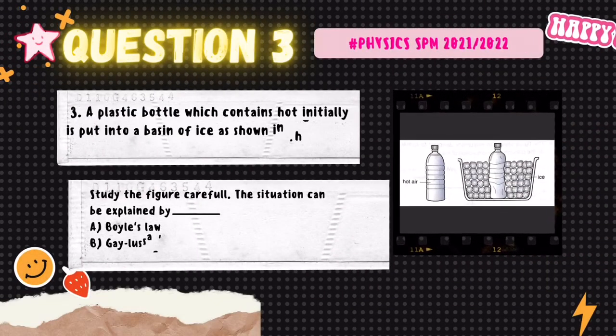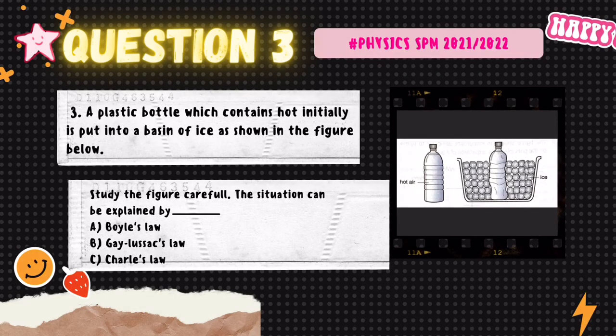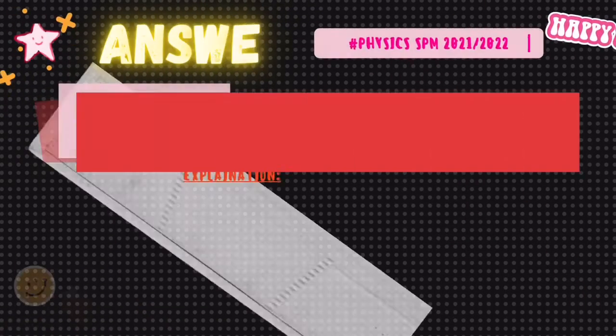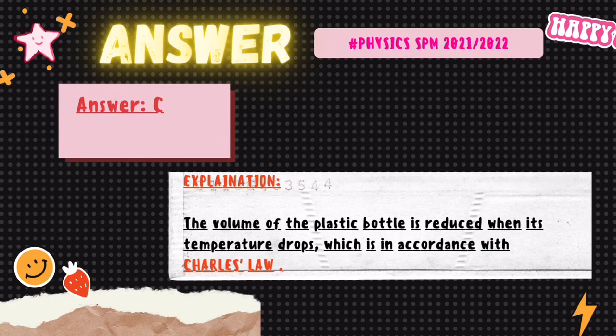Question 3. A plastic bottle which contains hot air is put into a basin of ice as shown in the figure. Study the figure carefully. This situation can be explained by A. Boyle's law, B. Gay-Lussac's law, or C. Charles' law. The answer is C, for Charles' law. Why? Because the volume of the plastic bottle is reduced when its temperature drops, which is in accordance with Charles' law.